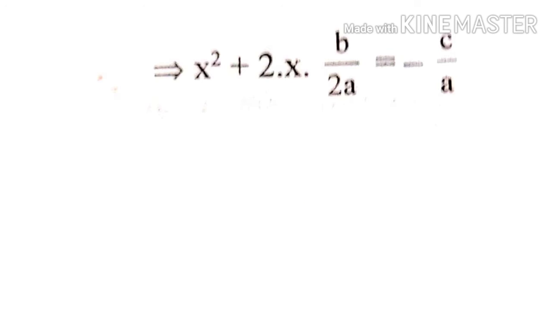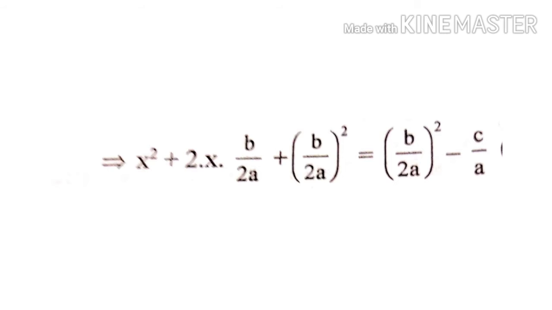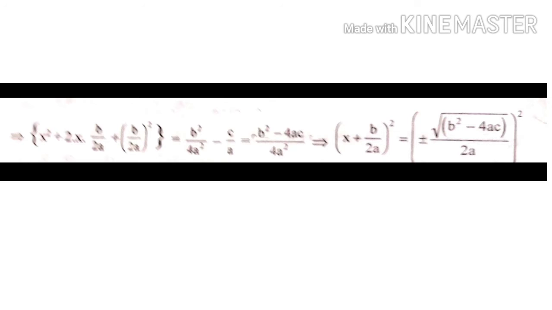We know that a² + 2ab + b² is equal to (a + b)². Thus, we have to add (b/2a)² to the left hand side of this equation for completing the square. Now we have x² + 2·x·(b/2a) + (b/2a)² = (b/2a)² - c/a. This implies that x² + 2·x·(b/2a) + (b/2a)² = b²/4a² - c/a.